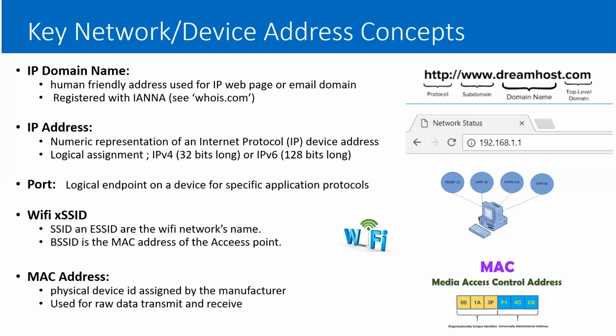Okay, the IP address is what you need to participate in the network. It is a logical assignment. It is not permanently assigned to you. So when you connect via wireless, you are temporarily given an IP address. It may be a private one. We'll talk about that later. The port is the logical endpoint. In addition to the IP address, the port will determine exactly what application you're talking to.